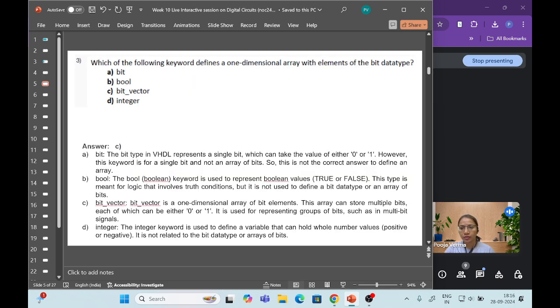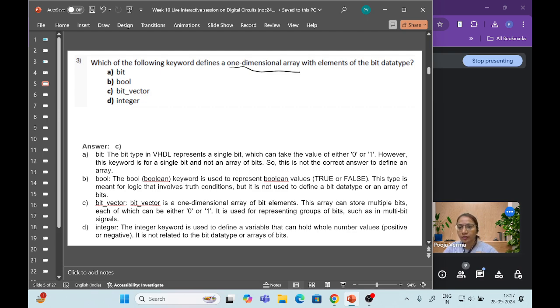Okay, so moving to the next question. The next question is theoretical. Which of the following keywords define a one-dimensional array with elements of the bit data type? Option A is bit, option B is bool, option C is bit vector, and option D is integer. Here they have asked which keyword defines a one-dimensional array with elements of a bit data type.